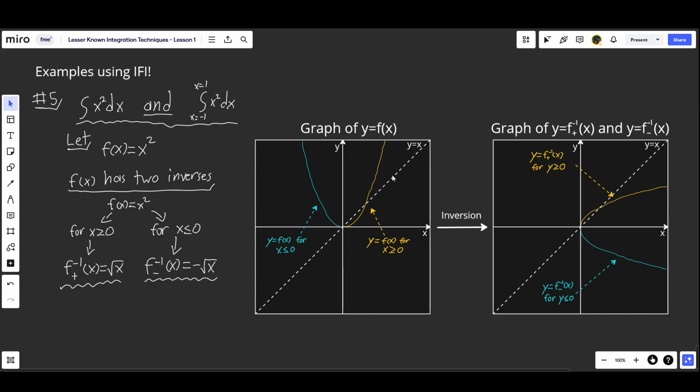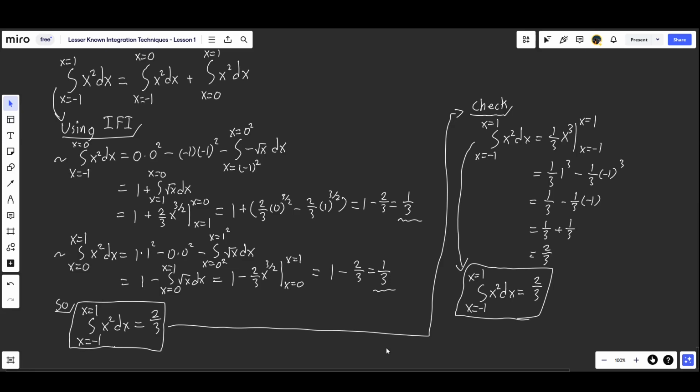If we don't split up the domain of f of x equals x squared to invert it, then its inverse will not be a function, because it will give two y values for one x value, or it will fail the vertical line test. So we need to split it into two different inverses. Keeping this in mind, let's do the definite integral of x squared with respect to x from x equals -1 to x equals 1. Now immediately there's a problem, because x squared is not invertible over the interval -1 to 1.